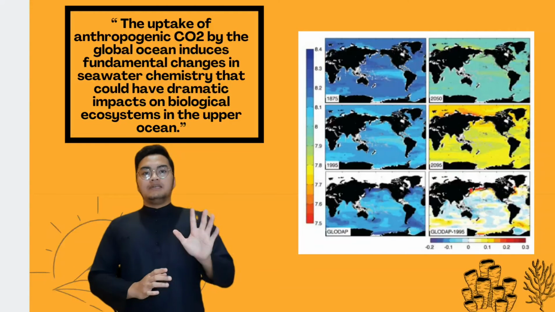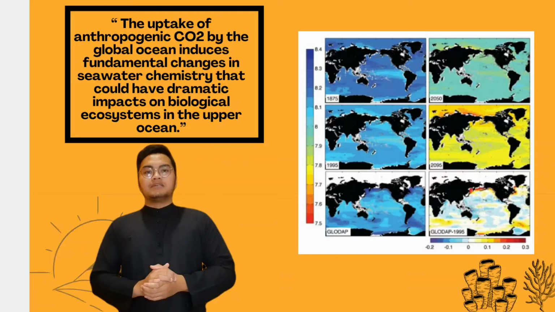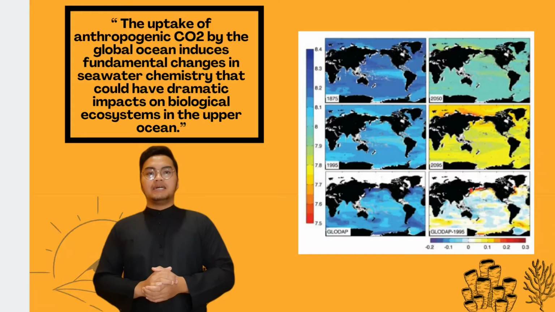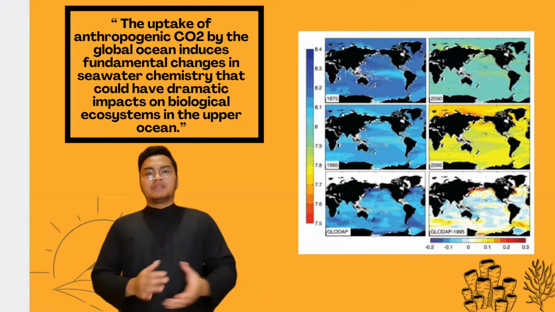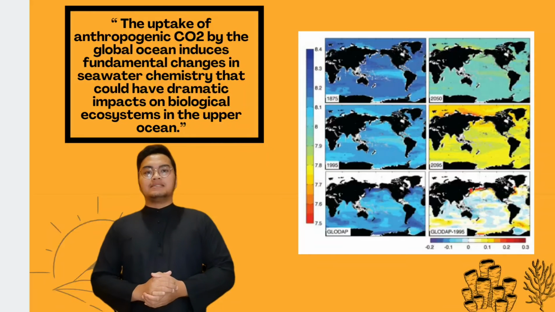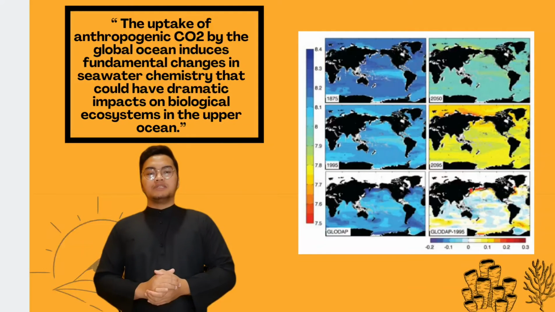By 2050, all of the Arctic will be undersaturated with respect to aragonite, and by 2095, all of the Southern Ocean and part of the North Pacific will be undersaturated. By 2095, most of the Arctic and some parts of the Bering and Chukchi Seas will be undersaturated with respect to calcite.